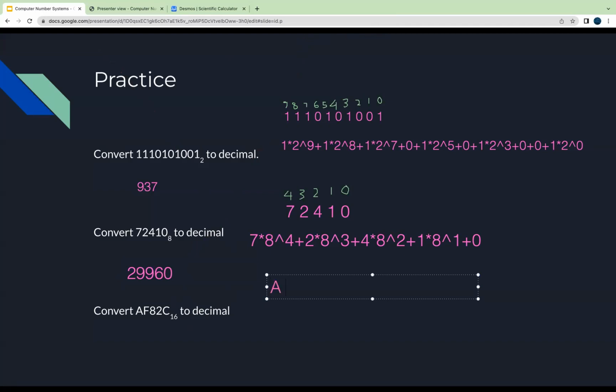Finally, we have our hexadecimal number. So we're first going to index it. Then we'll write out powers of 16. Oh, and remember here that we need to replace each of these with its corresponding number value.